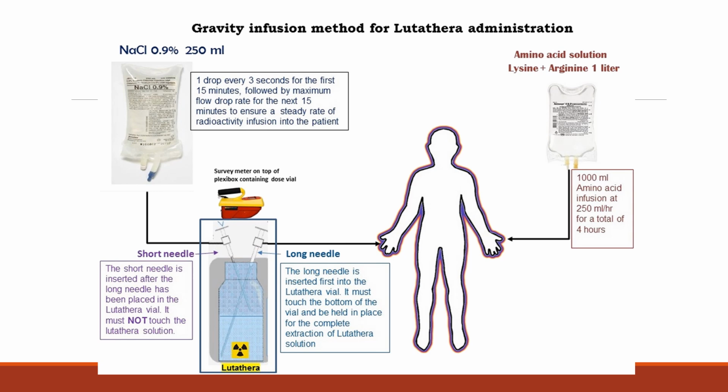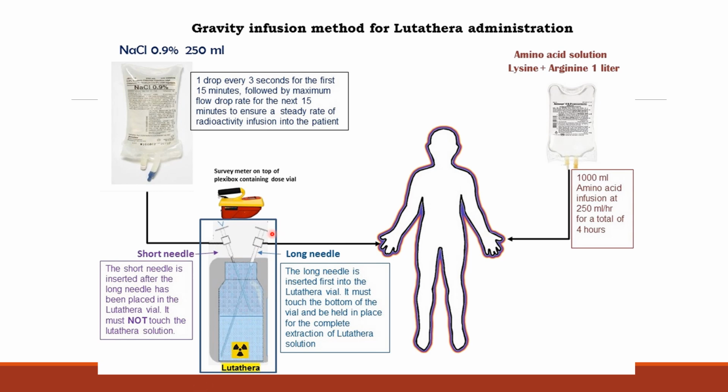All right, so this is showing you the gravity infusion method. So you have the saline. It will be 1 drop every 3 seconds, kind of a steady drip for the first 15 minutes, and then you turn it up to the maximum flow rate after that. You have a short needle, and you'll see the short needle has to stay above the level of the liquid. That short needle is inserted after the long needle, and it should not touch the Lutathera solution.